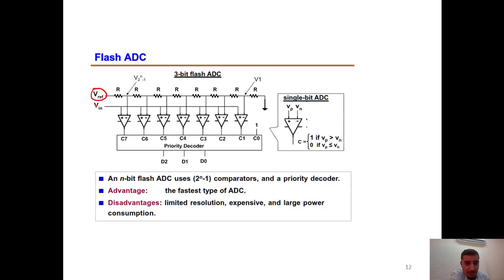Okay, and this is my Vn, and this is my priority encoder. Now this is an R-2R ladder. Basically, in this R-2R ladder, each two resistances are basically in parallel. So what is the value of the resistances? All of them have the same value.